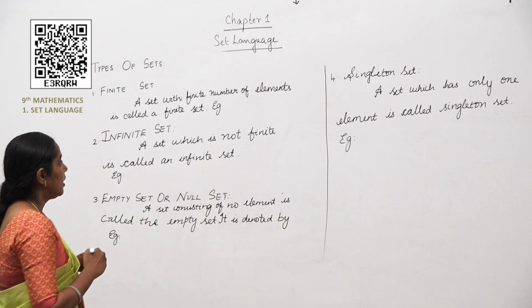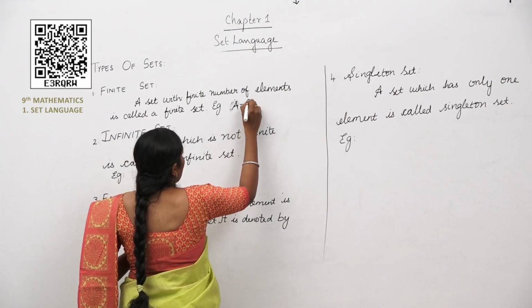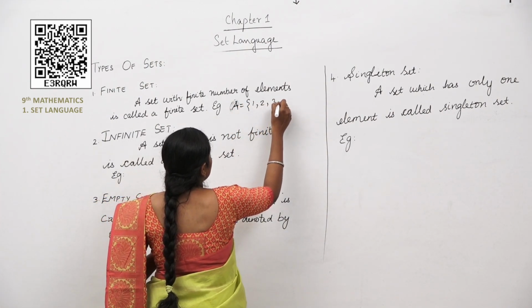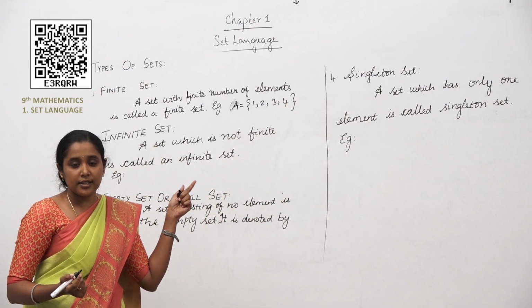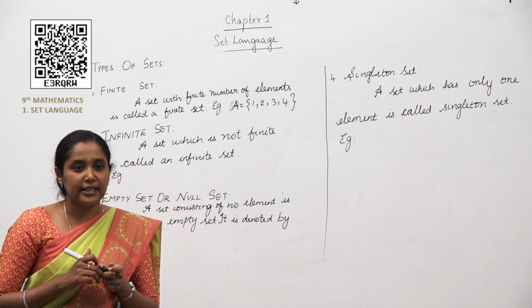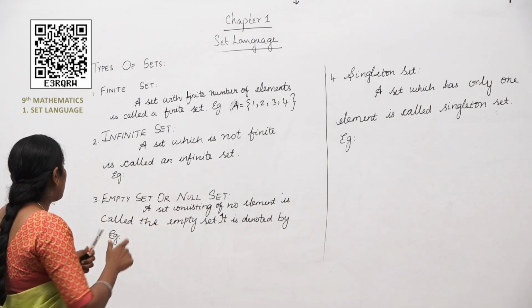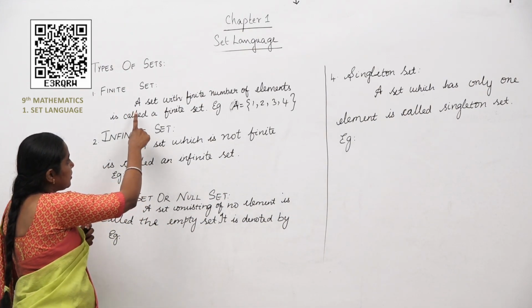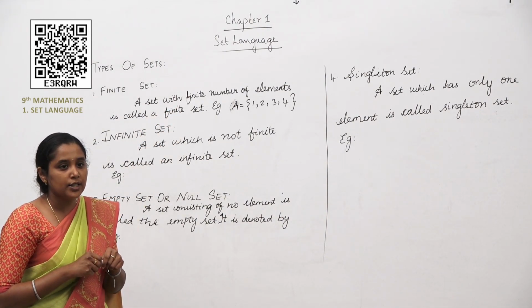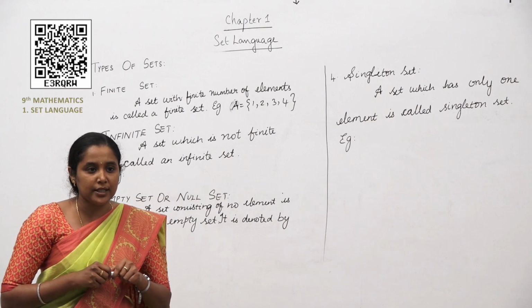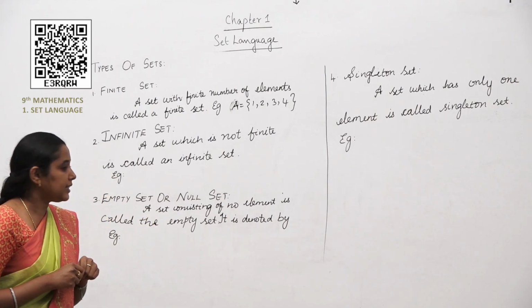For example, A is equal to {1, 2, 3, 4}. How many elements are there in the set? 4 elements are there in set A. So what is the definition of a finite set? A set with a finite number of elements is called a finite set.